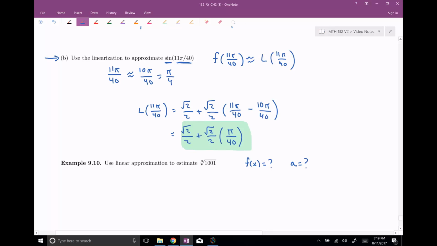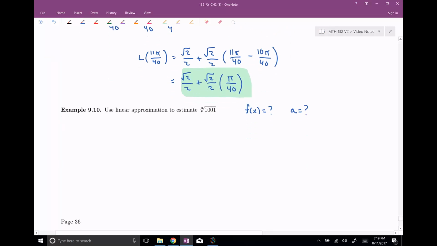So using those two ideas, I would like you to pause the video and try to get as far as you can for this example, right? Again, you're going to need to figure out what your function is and what your a value is in order to solve this problem. So go ahead, pause it, try to get as far as you can. Go for it.